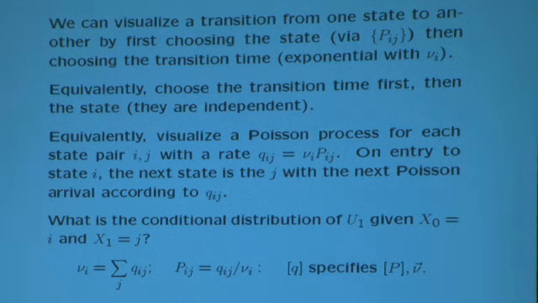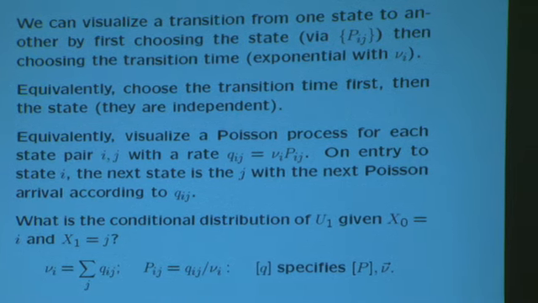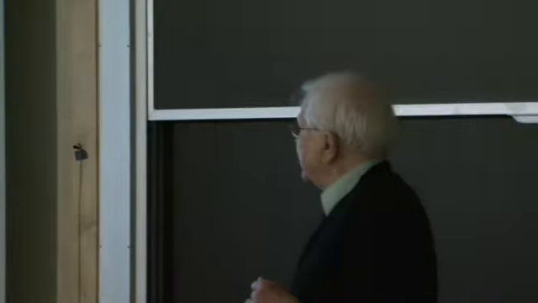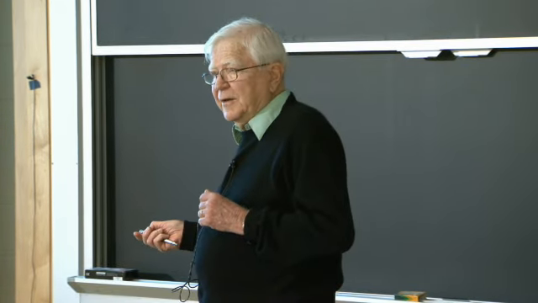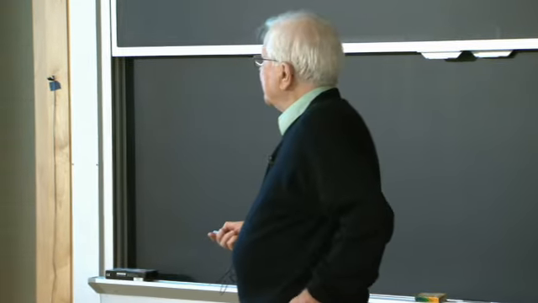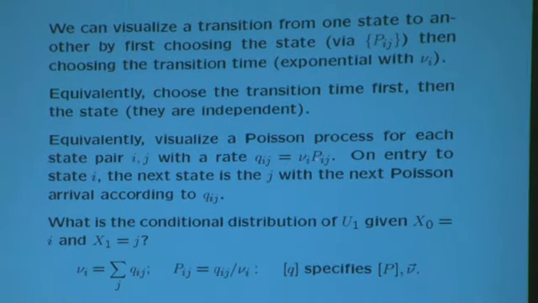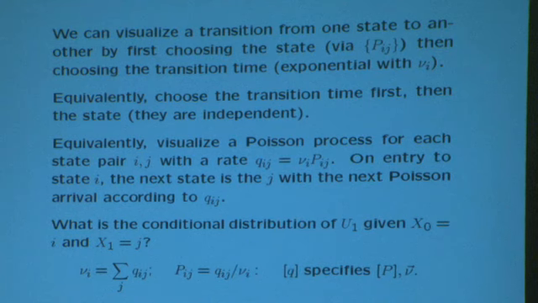And this makes use of all this stuff about splitting and combining Poisson processes. If you have a Poisson process which has rate nu sub i, and you split it into a number of Poisson processes for each next state you might go to, you're splitting it into Poisson processes of rate nu sub i times p sub ij. And what's happening there is there's a little switch. The little switch has probabilities p sub ij, and that switch is telling you which state to go to next.